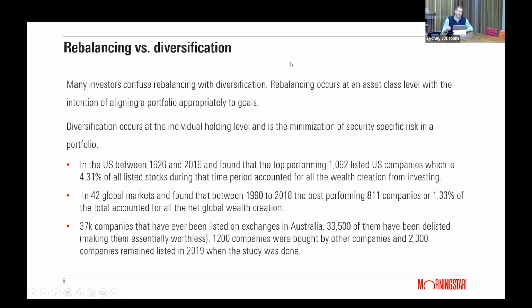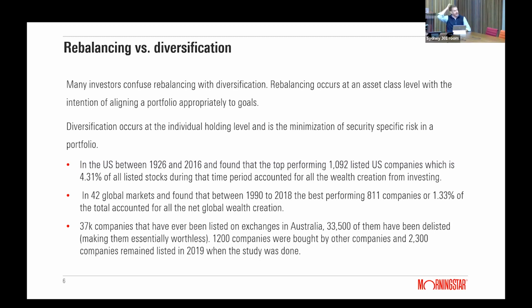But let's talk about another misnomer that investors have: rebalancing versus diversification. So everything that I have said so far has been talking about asset class. So that's these larger groupings of securities, whether that is shares versus bonds, whether that's growth assets versus defensive assets, looking at these larger scale asset classes. Now, personally, and maybe there's some disagreement out there, I consider that very different than looking at the individual holdings in your portfolio.